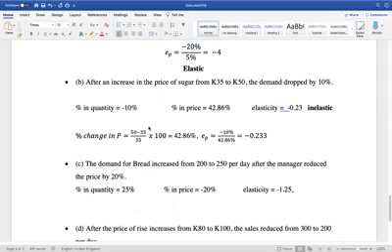Yes, Joseph? It's elastic. Okay, so this is elastic. Why? Because the value, if you ignore the negative, is greater than 1. So it's negative 1.25, and the interpretation is that this is elastic.